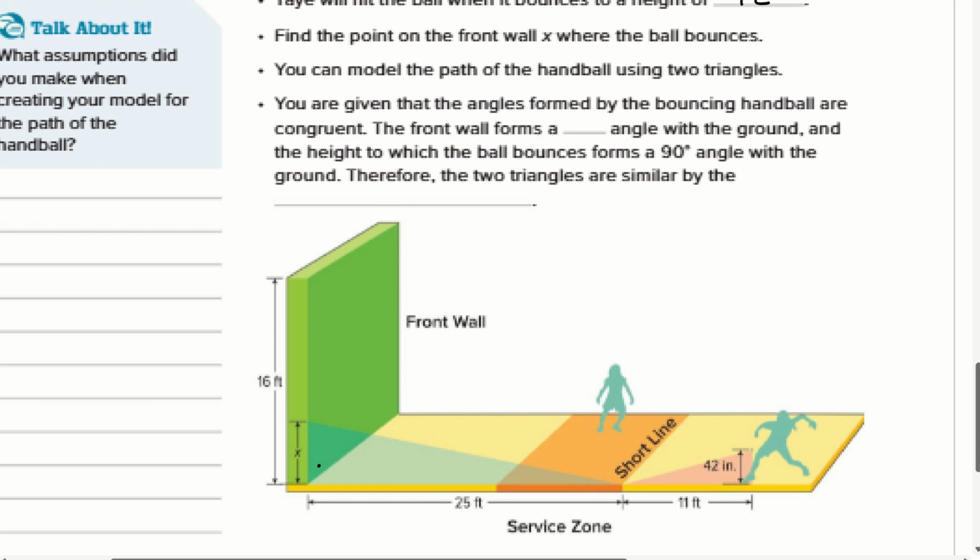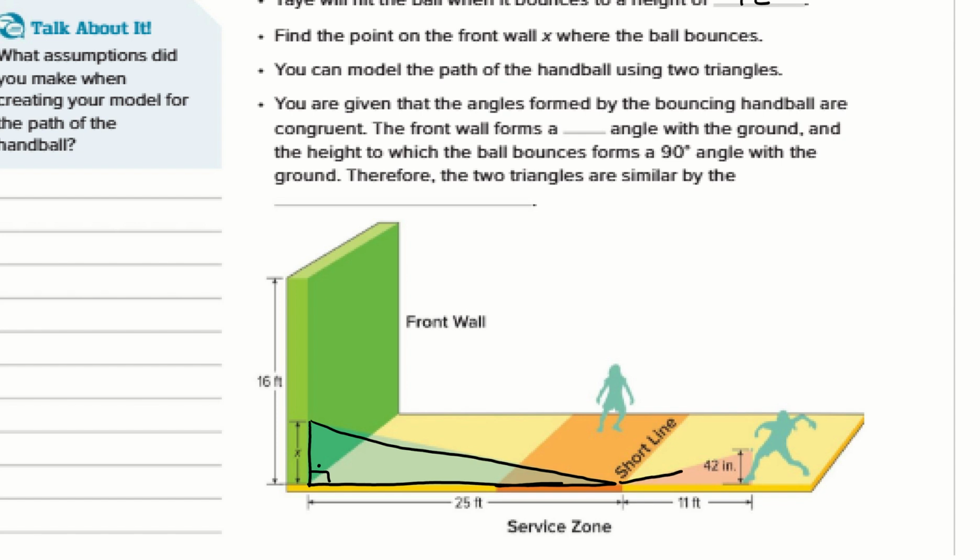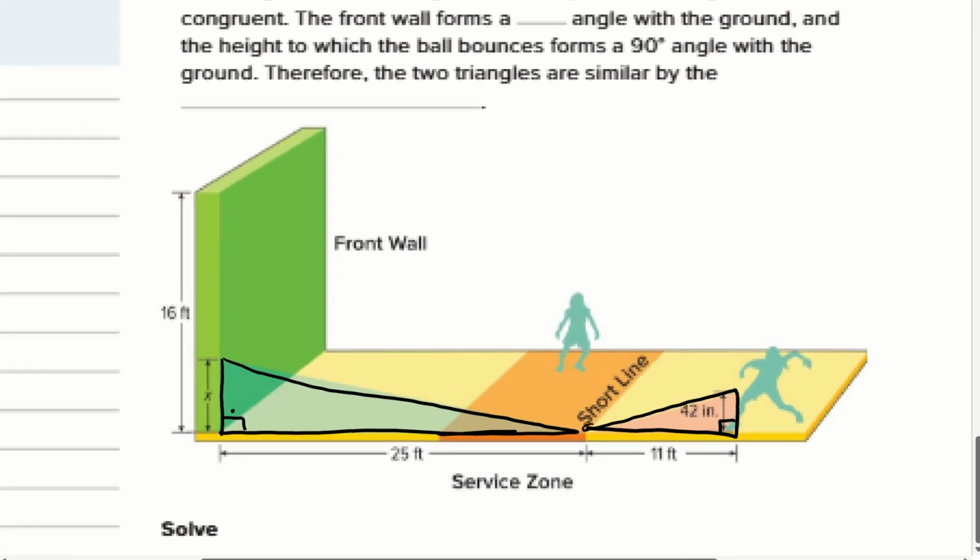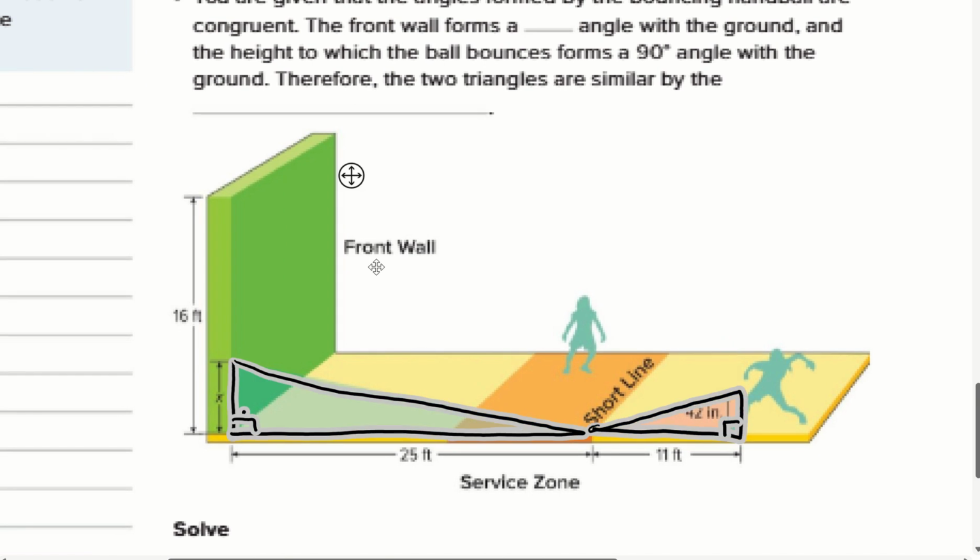So notice that we're looking at this triangle right here, which is a right triangle. And we're looking at this triangle right here, which is also a right triangle. So we're looking at those two triangles. The front wall forms a 90-degree angle with the ground, and the height to which the ball bounces forms a 90-degree angle with the ground. Therefore, the two triangles are similar. So if you look at the two triangles there, if the ball's here, this angle right here.